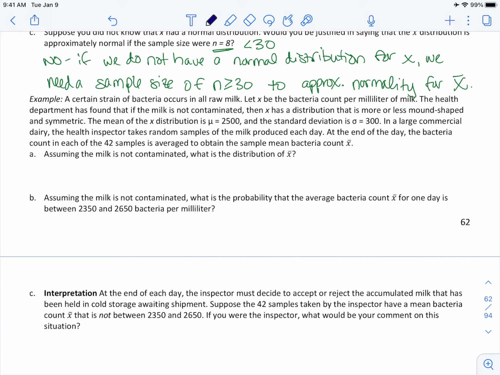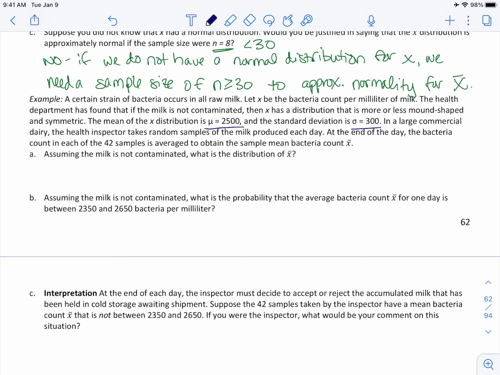A certain strain of bacteria occurs in all raw milk. Let X be the bacteria count per milliliter of milk. The health department has found that if the milk is not contaminated, then X has a distribution that is more or less mound shape and symmetric. The mean of the X distribution is mu equals 2,500, and the standard deviation is sigma equals 300.